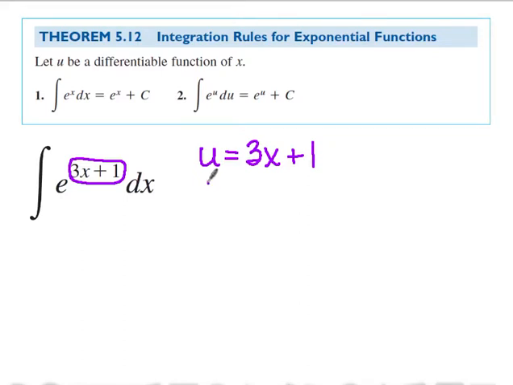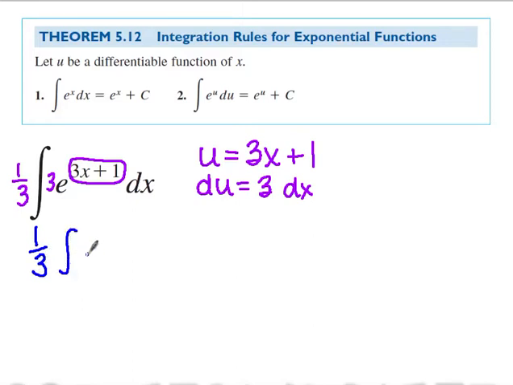What is the derivative of that? 3. And so what I need to do is I need to have a 3 inside, which means I need to have a 1/3 outside. Now, on the next step, this is one that most of you will probably eliminate. I'm just going to go ahead and write them down.